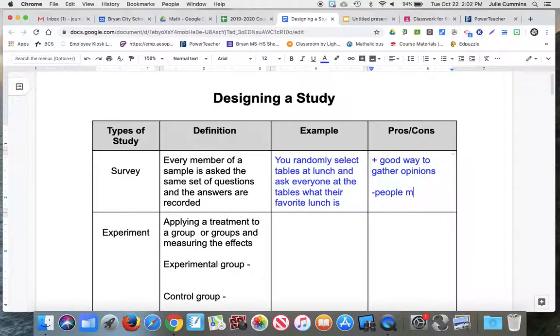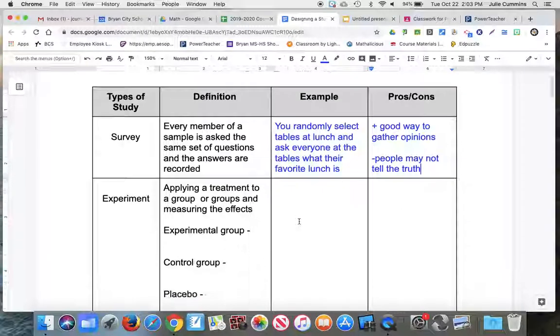How about we spell that right? They might be embarrassed about the truth or want to portray a certain answer, or there's like peer pressure involved. If you think about going to the lunch tables, one person says pizza and they're like, oh yeah, pizza, I like that too. So lots of issues with surveys, but sometimes it's the only way to gather opinions.